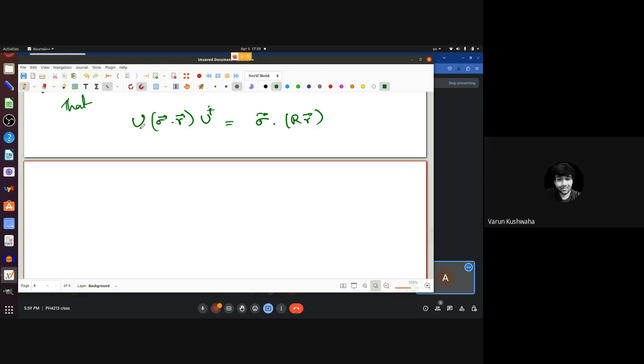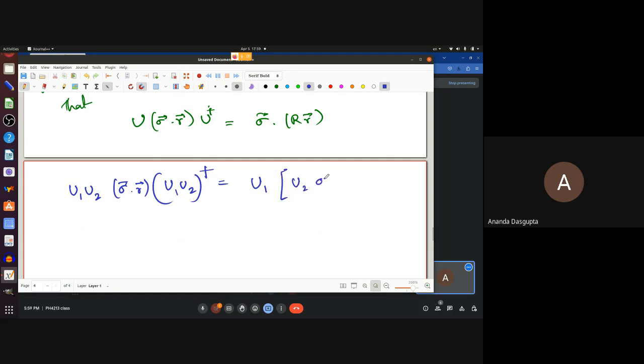Yes, sir. Question: is this a homomorphism? So if U1 maps to R1 and U2 maps to R2, does U1 U2 map to R1 R2? The answer is check. U1 U2 would map to this.